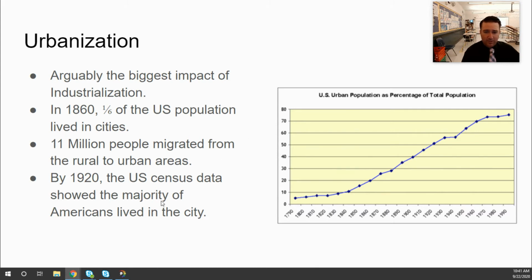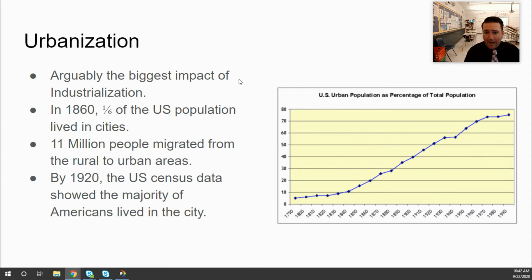But by 1920, you have more cities. And because of that, there's more people moving to the cities. Roughly 11 million people migrate from the rural areas to the urban areas within that time period. So by 1920, it is the first time you'll see the majority of Americans living in city limits rather than living in the rural parts of our country. So it's a complete flip in a very short period of time.